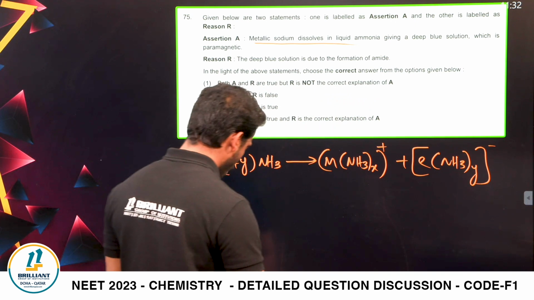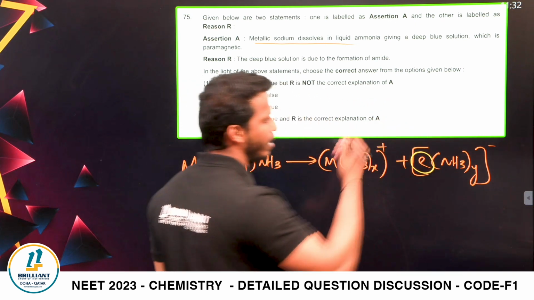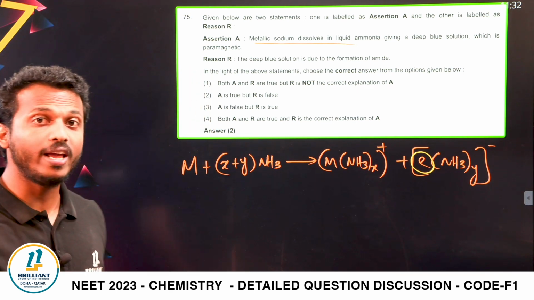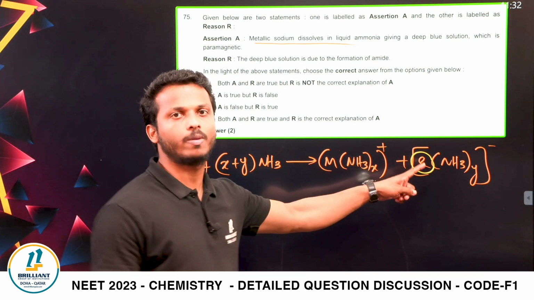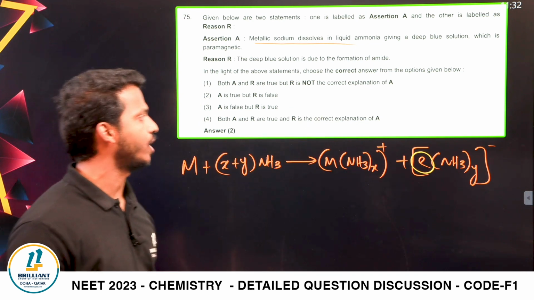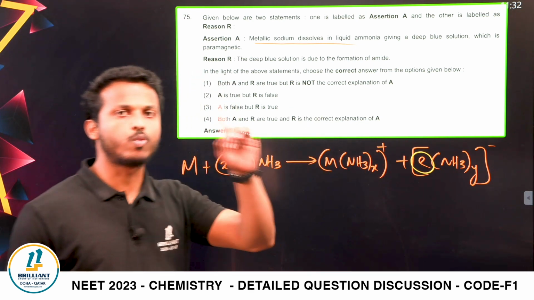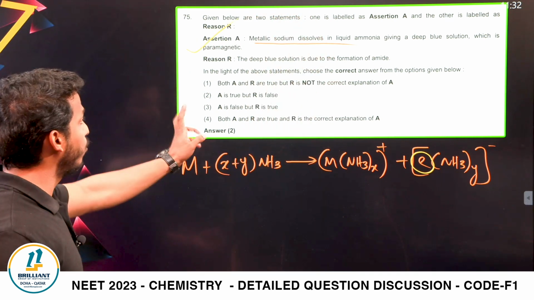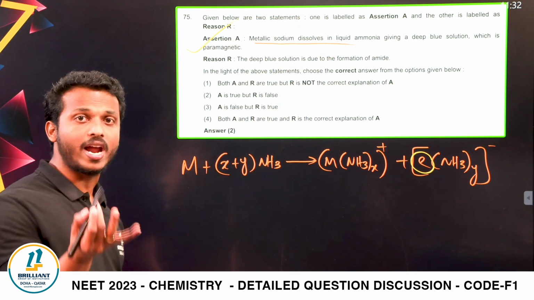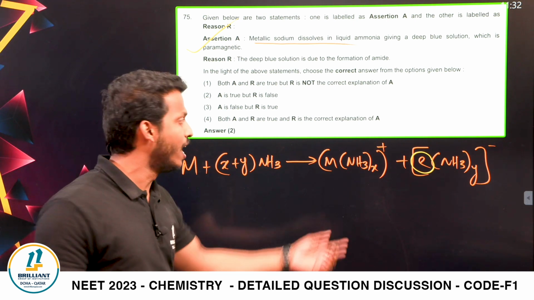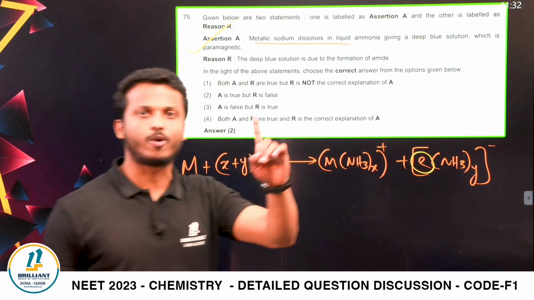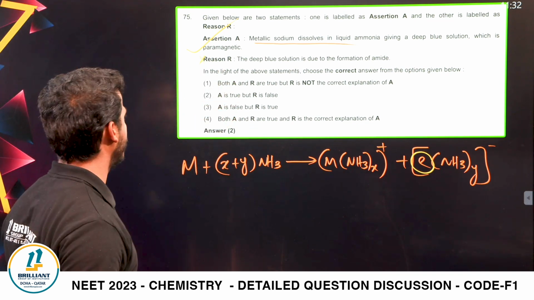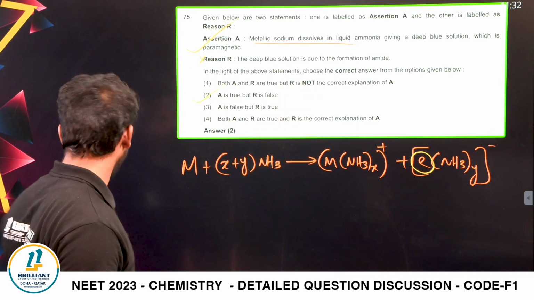And you may have studied that this electron we named an ammoniated electron. The ammoniated electron is the one responsible for the deep blue color of the solution, and there is only one electron, so it's paramagnetic in nature. Assertion is correct. Reason: the deep blue solution is due to the formation of amide. There is no formation of amide. This ammoniated electron is responsible for making the color. So assertion is correct, reason is wrong, dear all. Option number 2, we can proceed.